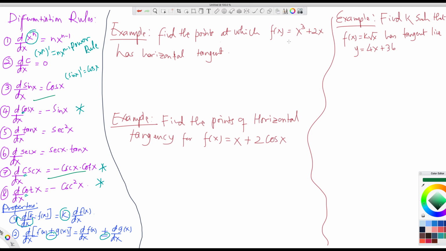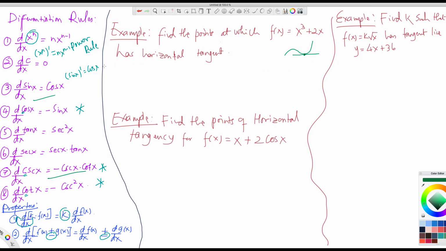Okay, so for example, look at this curve. Let's suppose there is a curve, and suppose at that point the tangent is horizontal, right? When the tangent is horizontal, then the slope is 0. You see that? Slope is 0, meaning the derivative is 0. So we want to find out the points where the derivative is 0.